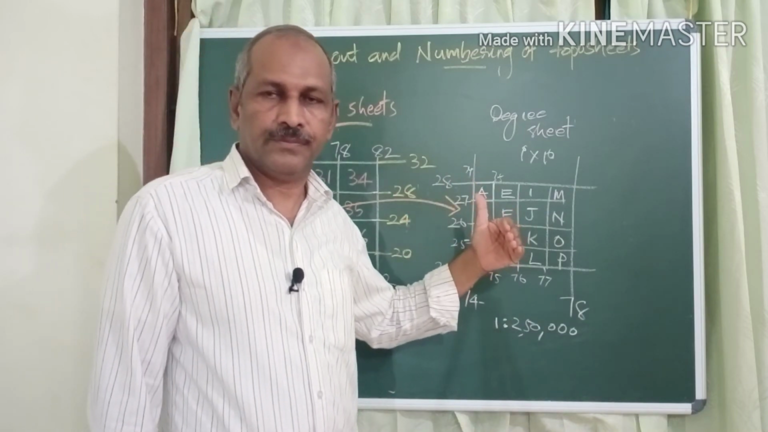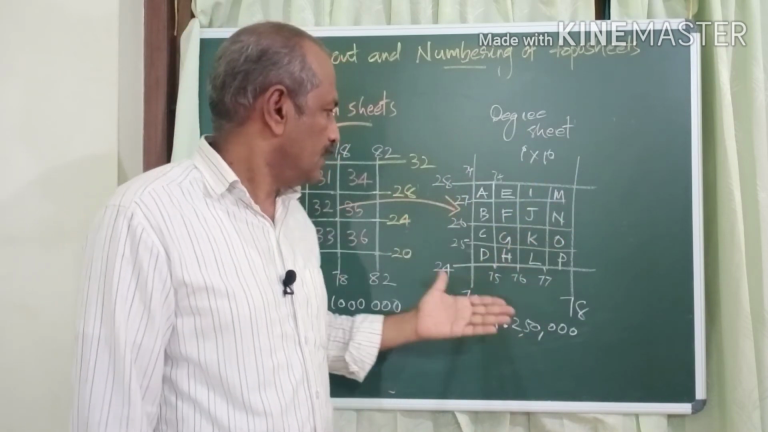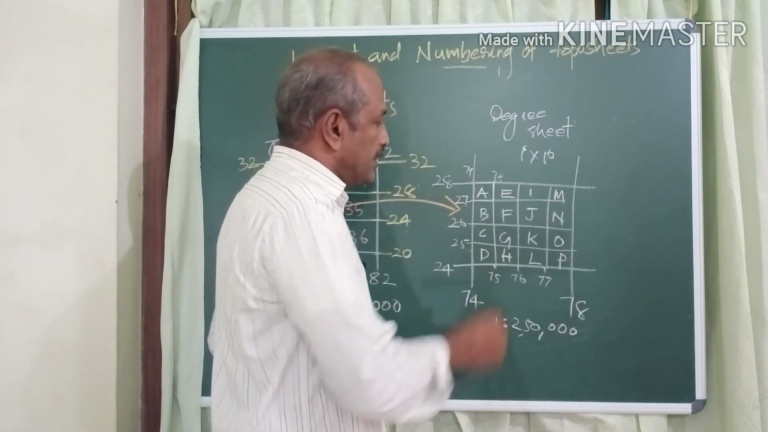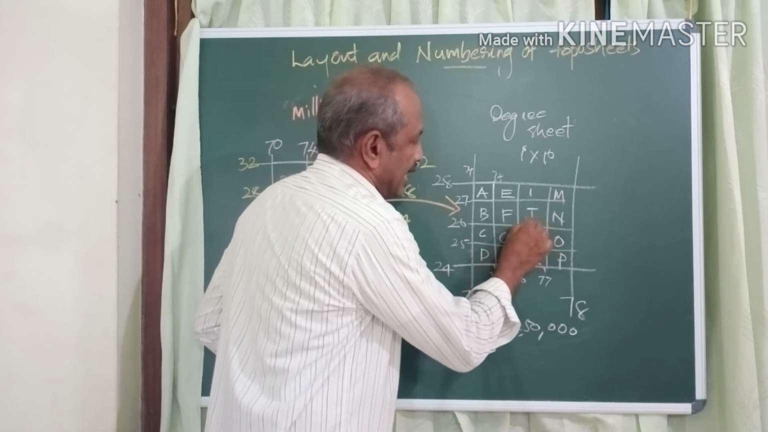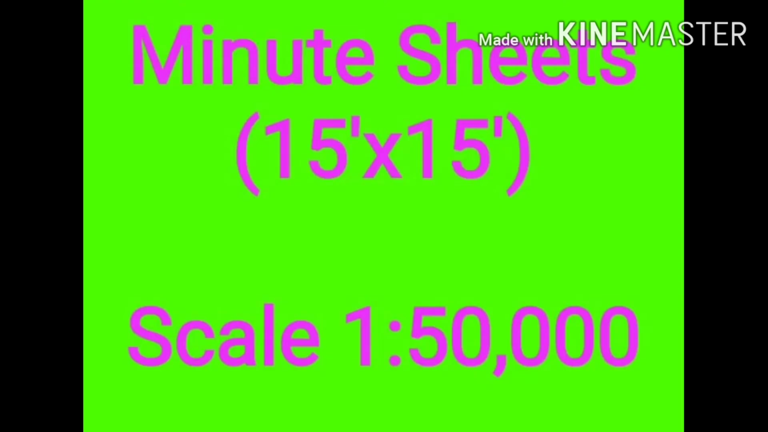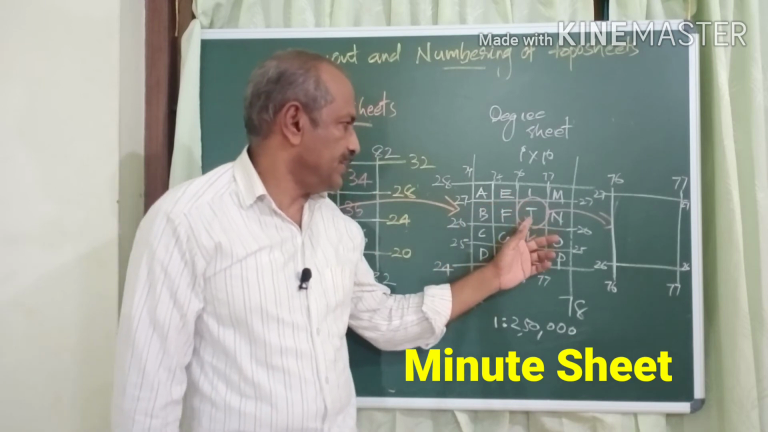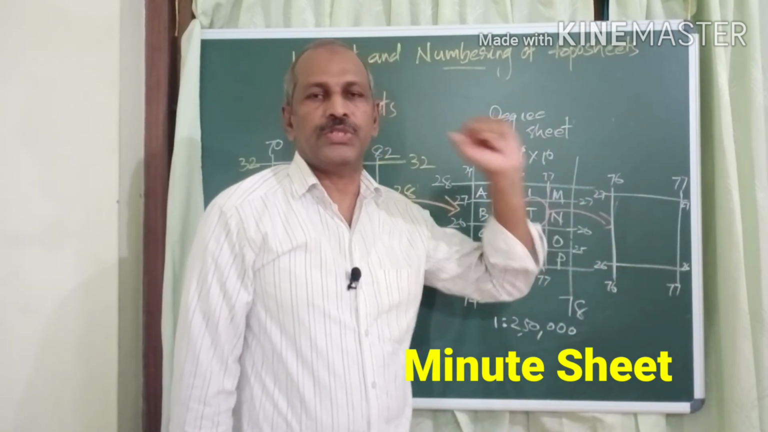Then, to study minute details further, we have to convert the degree sheet into minute sheets. For example, take this one, J. The latitudinal and longitudinal extension of a minute sheet is 15 by 15 minutes. Here, a minute is a fraction of a degree. This sheet is prepared using the scale of 1:50,000. Now let us see how the degree sheet is converted into minute sheets.